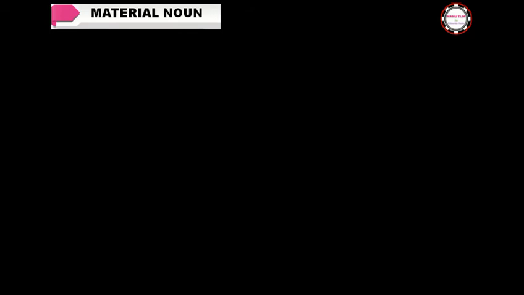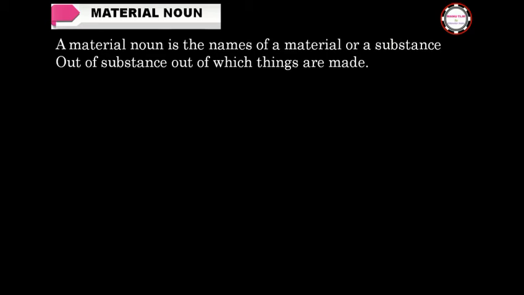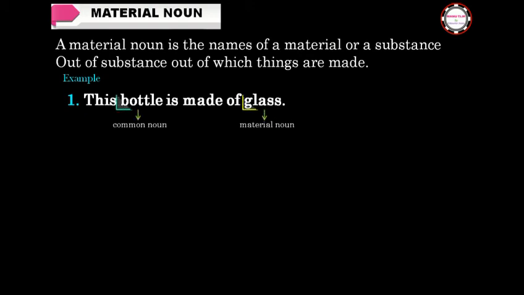Next, fourth one, material noun. A material noun is the name of a material or a substance out of which things are made. Observe the example. This button is made of glass. Button is a common noun, but it's made of glass. So, the word glass is a material noun.